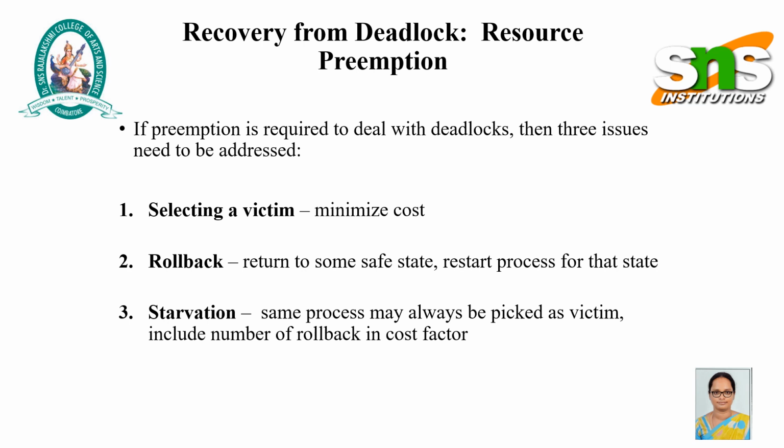Recovery by using resource preemption. If preemption is required to deal with deadlock, then three issues need to be addressed: selecting a victim, rollback, and starvation. Selecting a victim: minimize the cost. Rollback: return to some safe state and restart the process from that state. Starvation: the same process may always be picked as victim, so include the number of rollbacks in the cost factor.